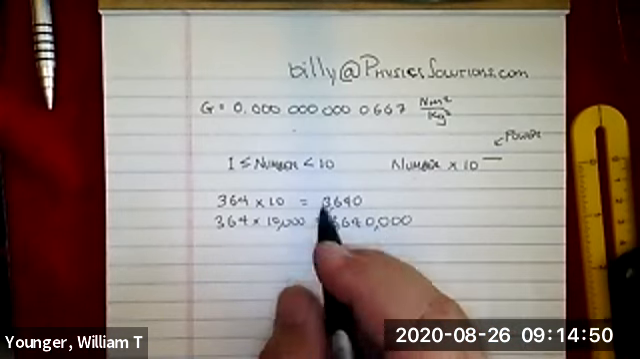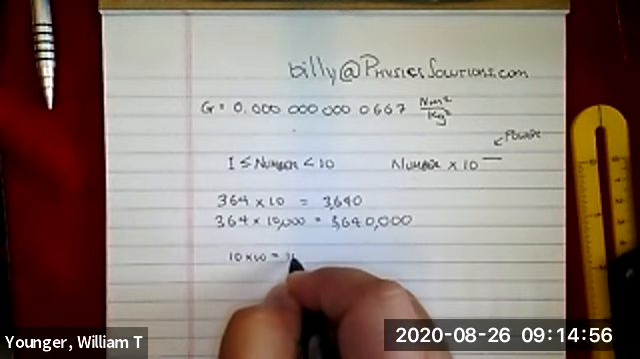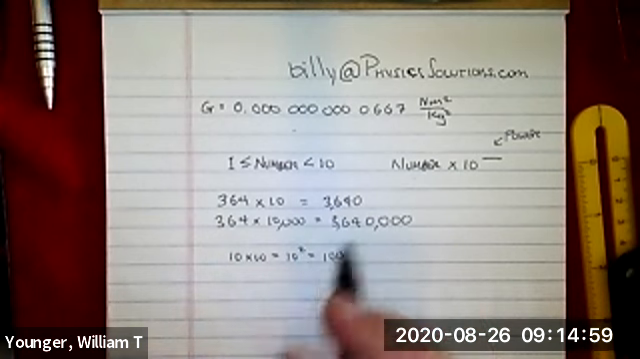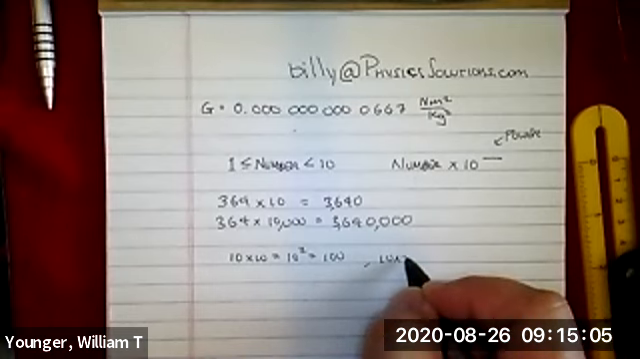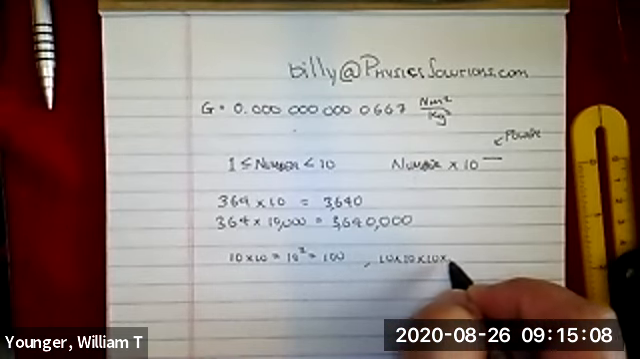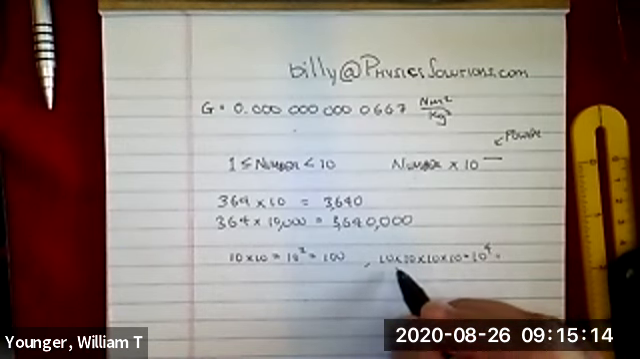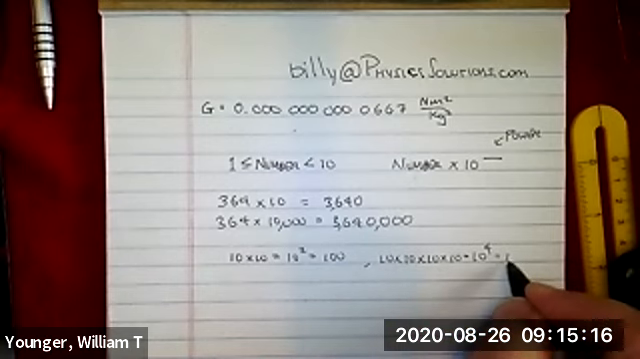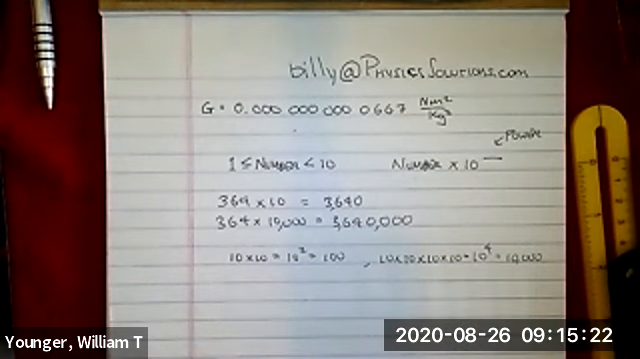Another thing that might be helpful is realizing that 10 times 10, which is called 10 squared, is 100. Notice the exponent matches the number of zeros. 10 times 10 times 10 times 10 is 10 to the 4th. And that, of course, is 10 times 10 is 100, times 10 is 1,000, times 10 is 10,000. Again, the exponent matches the number of zeros. So if you wish to move the decimal to the right, you just multiply by powers of 10.